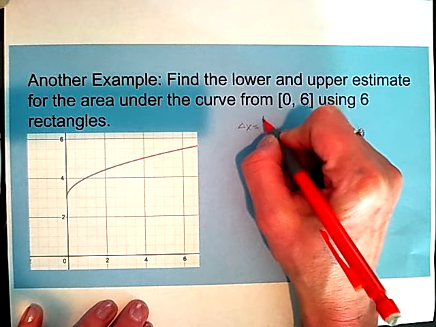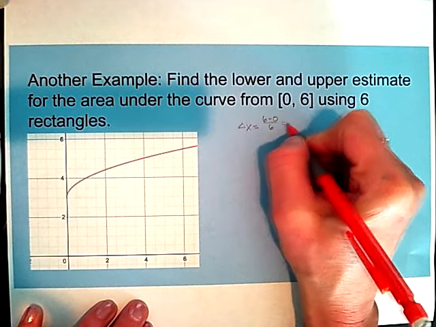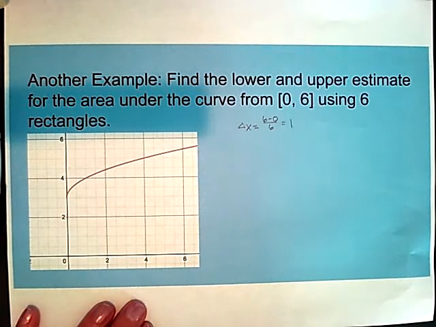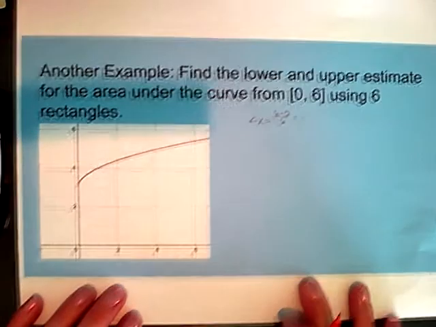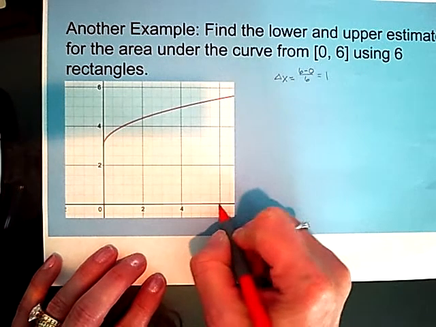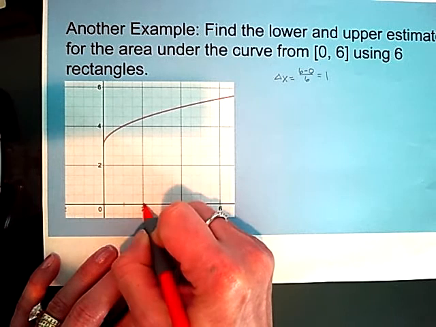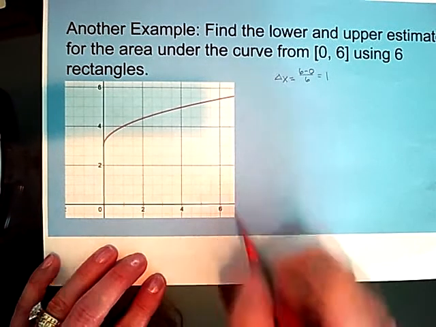So I start with the upper limit minus the lower limit divided by 6. So this time, our width for each rectangle is going to be 1, which makes that nice and easy. Now, if I'm doing the lower and the upper estimate, I don't need the midpoint values. I just need the right-handed and the left-handed. So I'm going to take that rectangle and I'm going to kind of start breaking it up. If I need to break this up into 6 rectangles, I see 1, 2, 3, 4, 5, and 6.